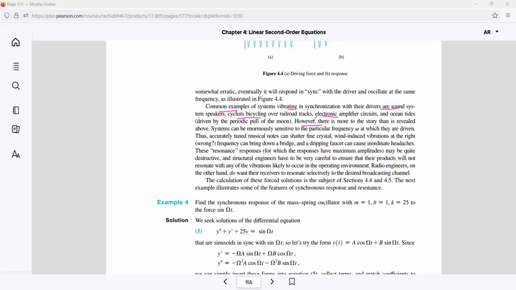But let's talk about this one, of course, there is more. Here, systems can be enormously sensitive to the particular frequency omega at which they are driven. Accurately tuned musical notes can shatter fine crystal. Wind-induced vibrations at the right frequency can bring down a bridge. And there is a famous incident with the Tacoma Bridge, which you can find online. Or of course, a dripping faucet can cause a big headache. So resonance, the simple way to think about it, and then we'll talk more about it, is that it causes the amplitude to go bigger.